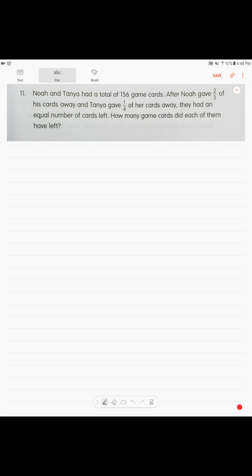So first of all, we can calculate what is left, right? So Noah was left with, so 1 was a whole, and he lost 2/3 of his cards, right? 2/3. So 1/3 of his cards left, right? Now, same thing for Tanya. Same thing we do for Tanya. Tanya was left with 1 as a whole minus. She gave away 1/4 of her cards, and she was left with 3/4 of her cards.